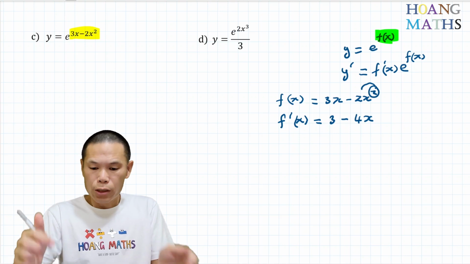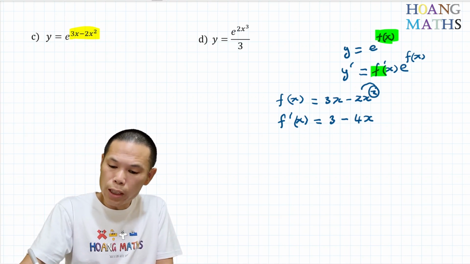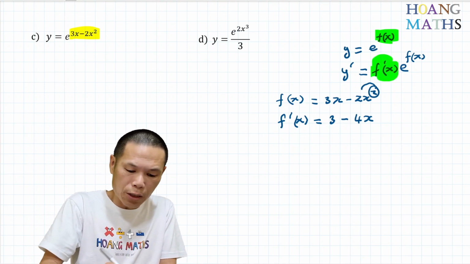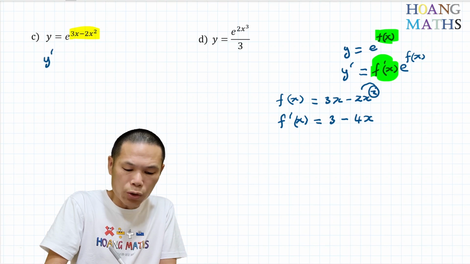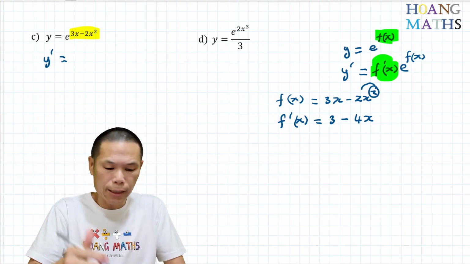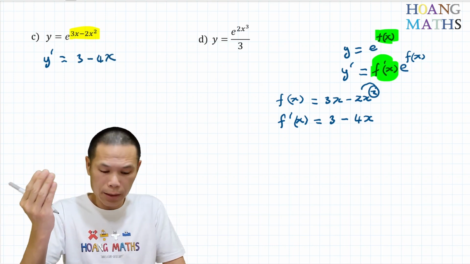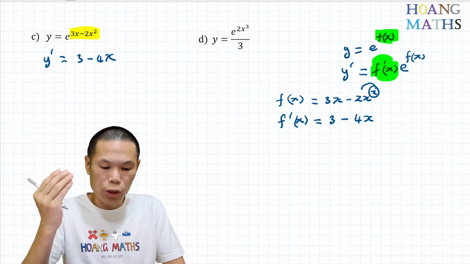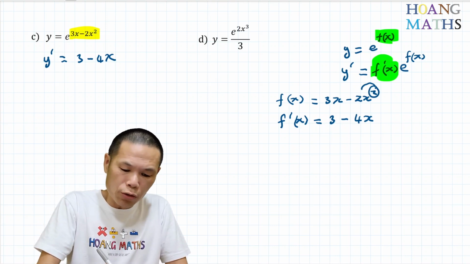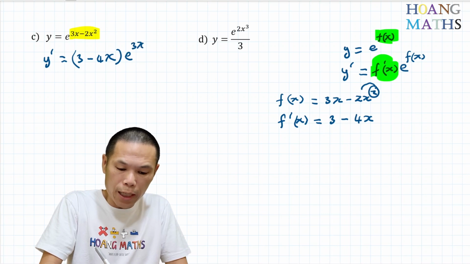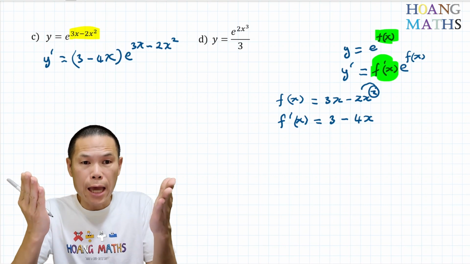So remember, we use this rule here. This is f dash x. Y dash, or you can write dy/dx, is the f dash x, which is 3 minus 4x, and times by the function. But because it's more than one term, we need to bracket it. So that becomes e to the power of (3x minus 2x squared). So that is the answer.